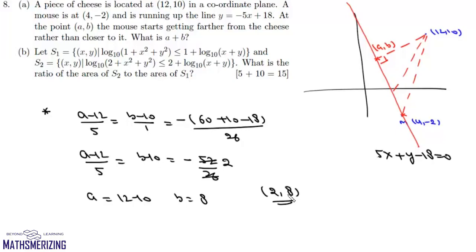So this mouse will be closest to the cheese when it is at (2, 8), and if it goes away from it, again this distance will increase. Now we need to find the value of a + b. So this is a and this is b. The value of a + b is 10.